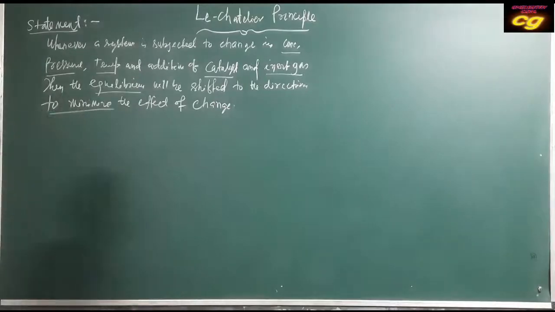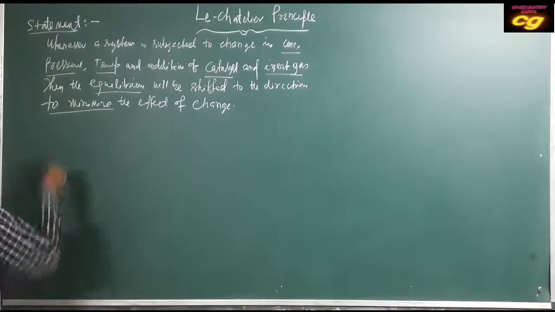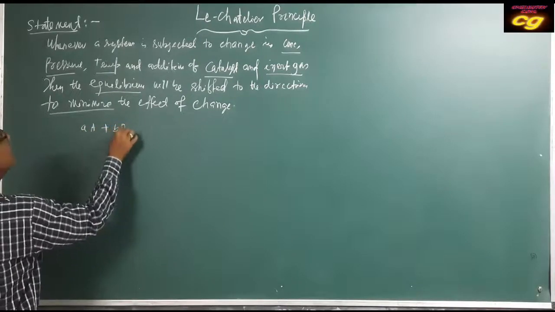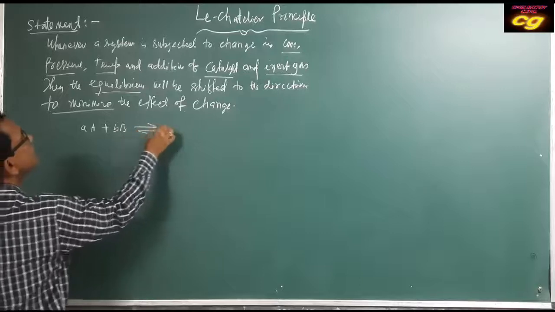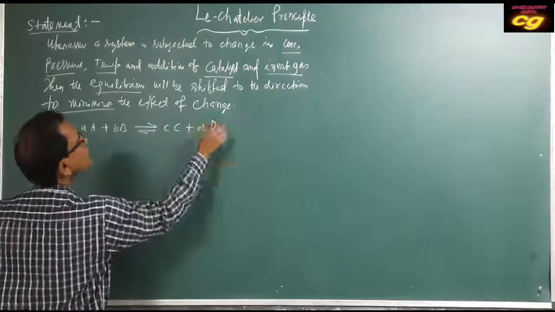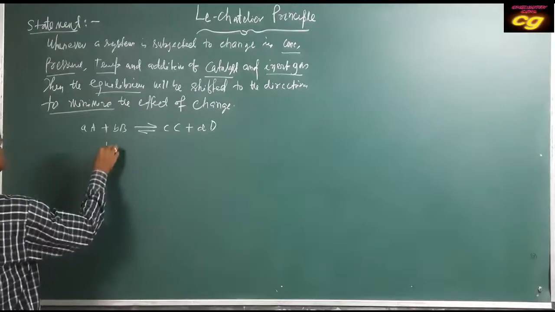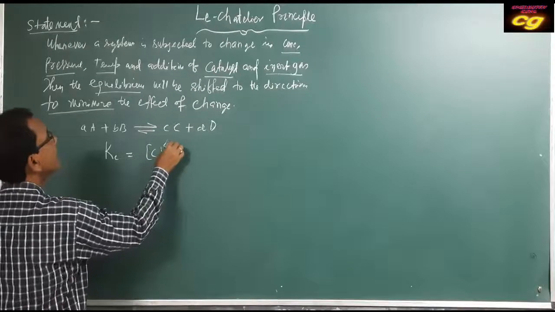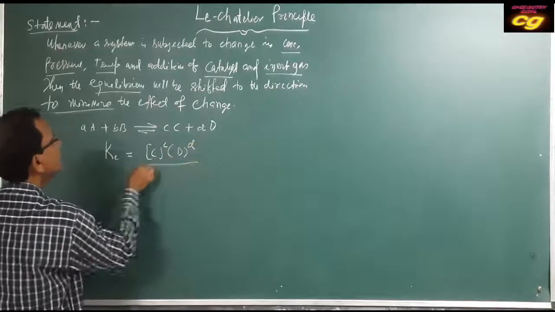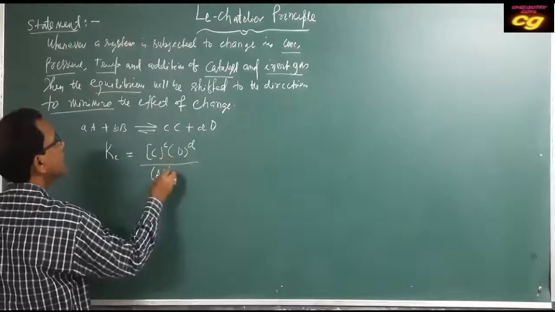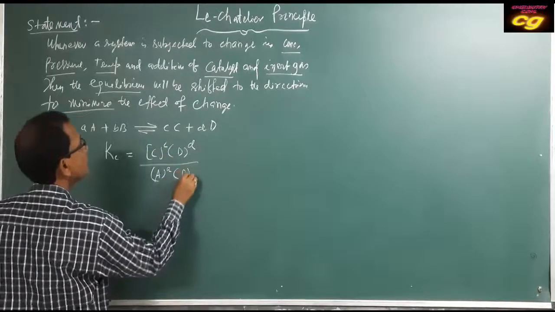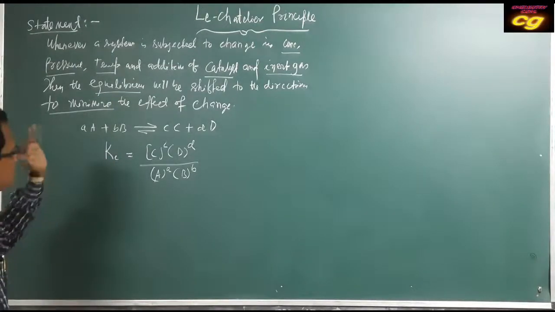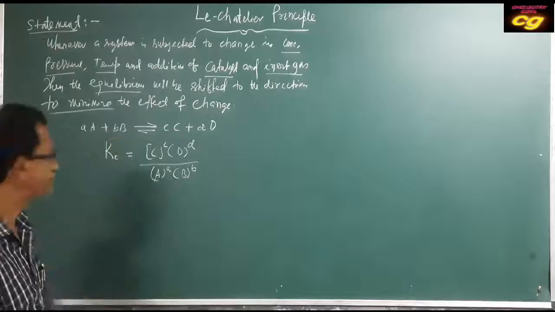For this, you already know the law of chemical equilibrium: for the reaction aA plus bB in equilibrium with cC plus dD, what is the expression of Kc? Kc is [C] to the power c into [D] to the power d upon [A] to the power a into [B] to the power b. This is the expression of Kc, the equilibrium constant. It is constant for the particular reaction.